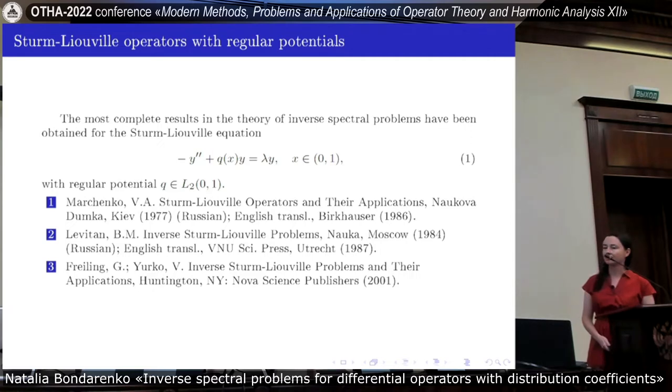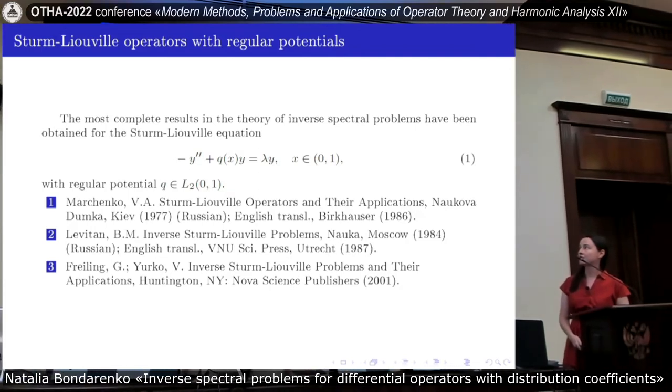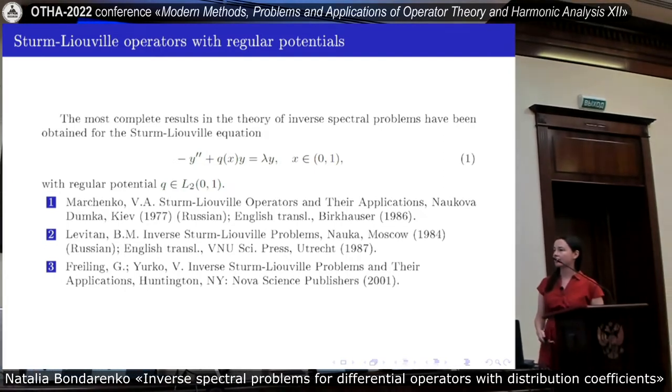The most complete results in the theory of inverse spectral problems have been obtained for the Sturm-Liouville equation 1 with a regular potential Q of class L2. Here, the function Q is traditionally called the potential, and lambda is the spectral parameter. So this equation is considered with some boundary conditions, and the inverse problem is to recover the potential Q from, for example, the eigenvalues and some additional spectral data. The basic results on inverse Sturm-Liouville problems can be found in the classical monographs by Marchenko and Levitan, and in a more recent book by Freiling and Yurko.